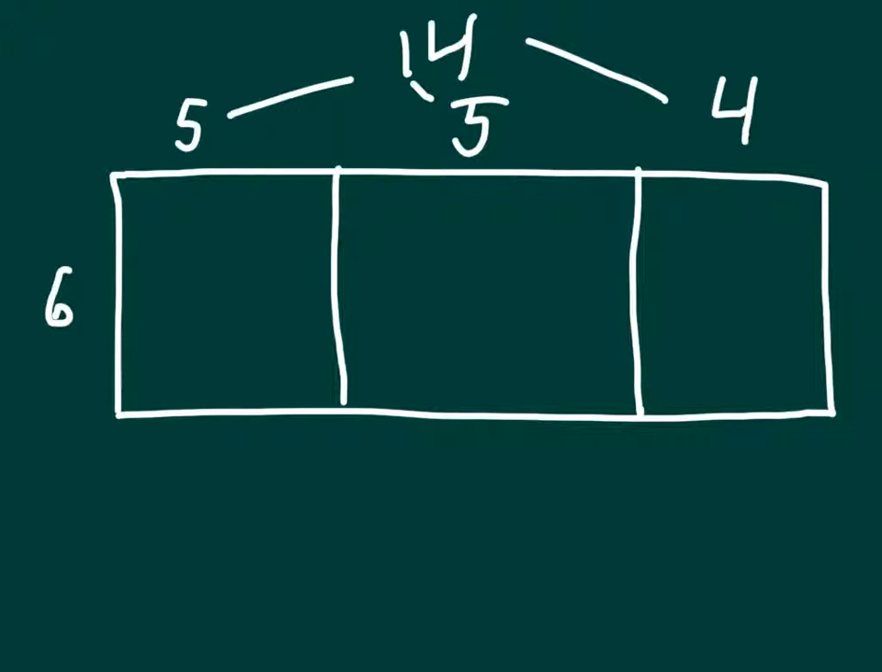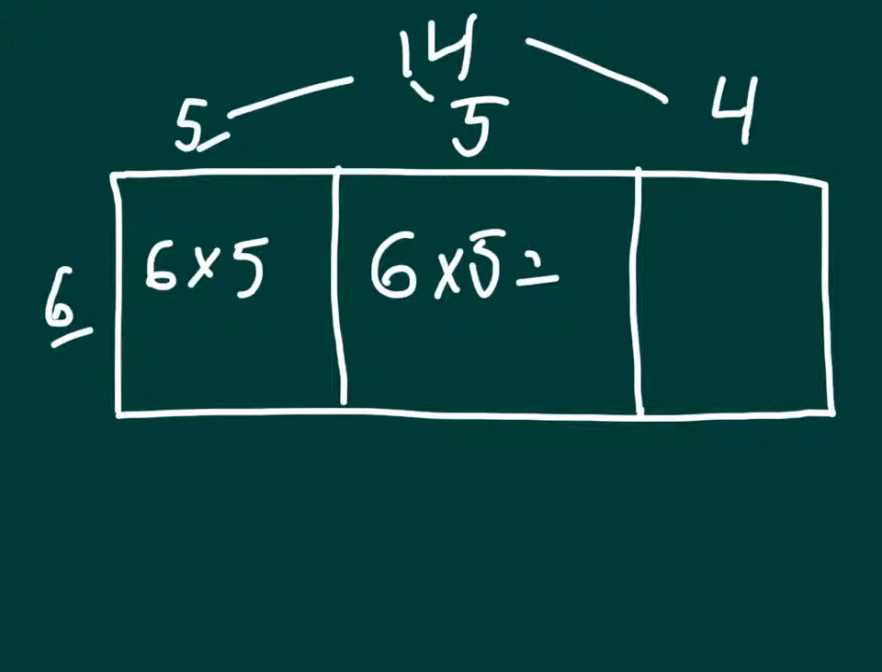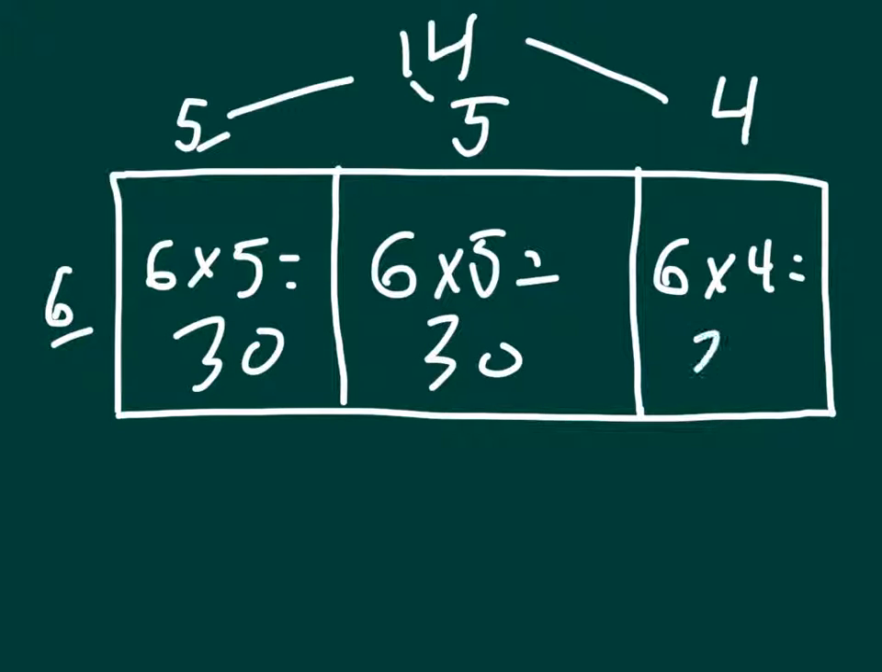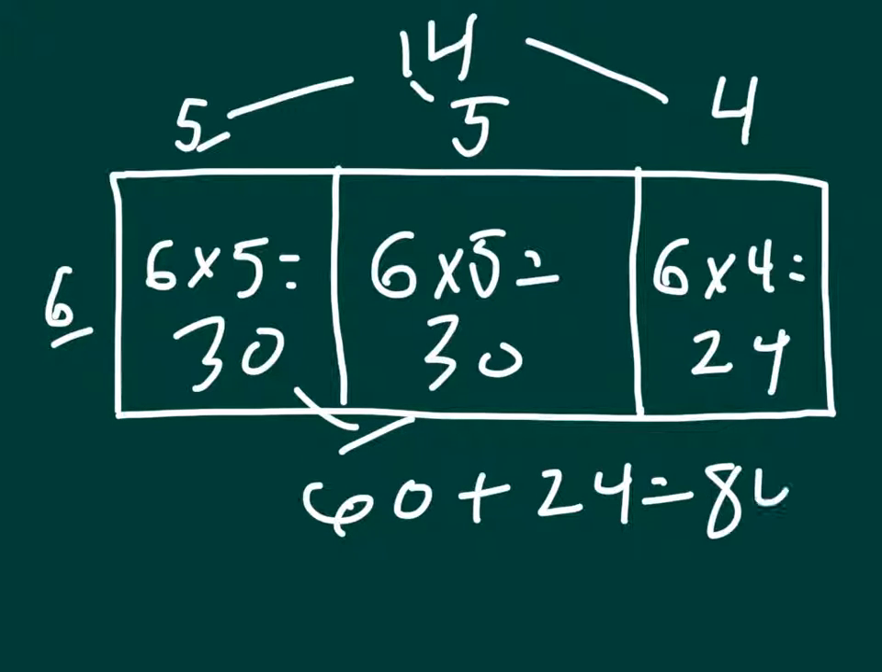Now I've got these three problems. 6 times 5, 6 times 5 again, and 6 times 4. 6 times 5 is 30, 30, and 24. Now all I have to do is add up what I've got. I've got a 30 and a 30, making a 60, plus 24 is going to equal 84.